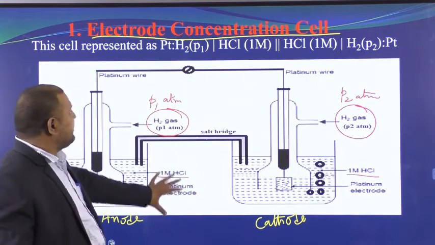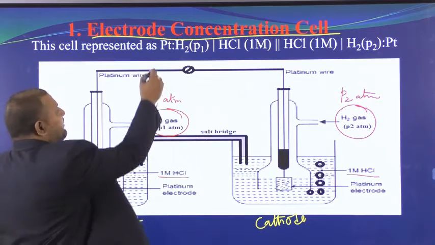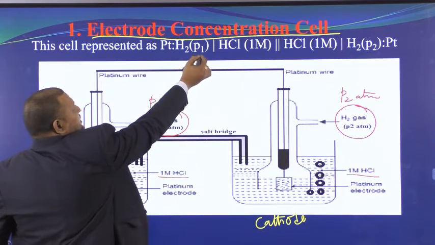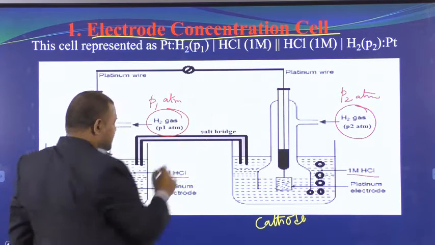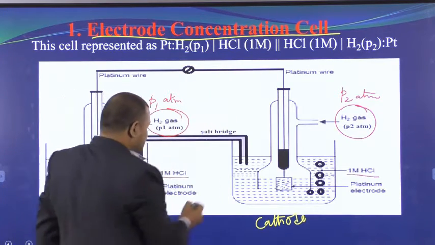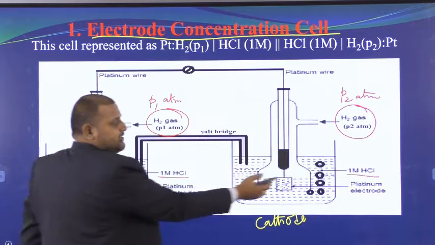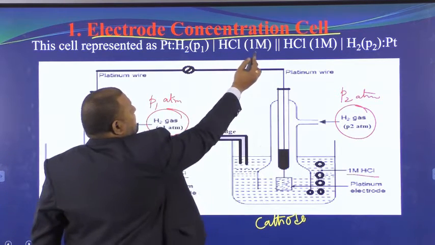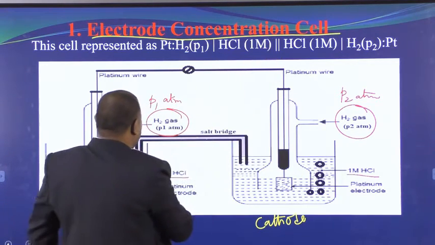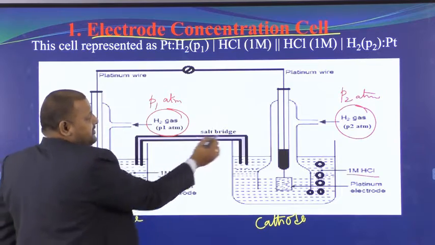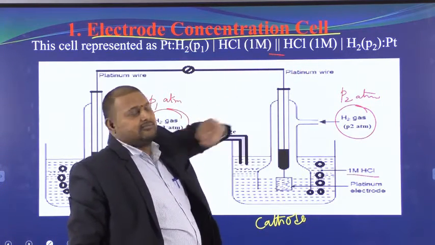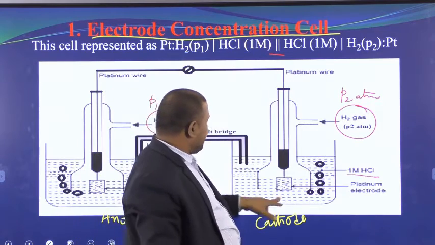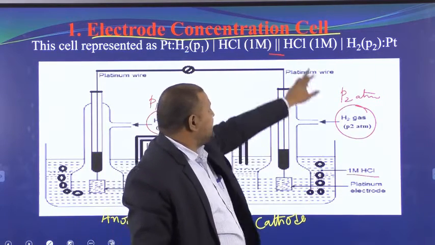So now I am going to represent this cell here. See here, Pt, H2 at P1 pressure, electrode dipped in HCl solution. What is the concentration? Here it is 1 M HCl. Here also it is 1 M HCl. So 1 M HCl is connected with a salt bridge. So this is a salt bridge. A salt bridge should be represented with a double line. Again here we have Pt dipped in HCl in 1 M concentration.